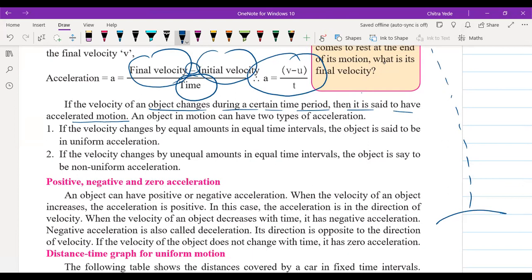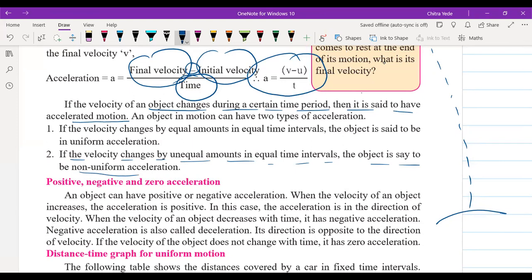That motion is accelerated motion, you can say. If the velocity changes by unequal amounts in equal intervals of time, then it is said to be non-uniform. Suppose you are driving a bicycle on a crowded street, so sometimes your velocity is going to increase, sometimes decrease, right? So it is called non-uniform acceleration.